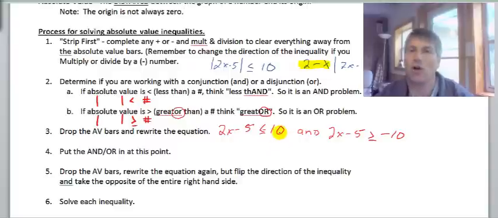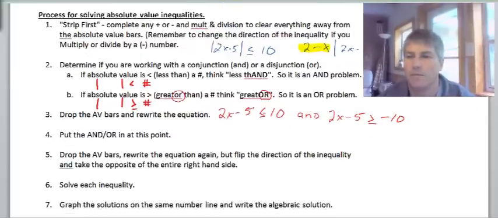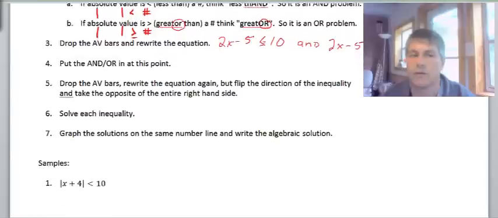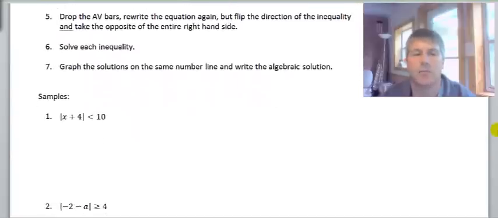So essentially, all absolute value questions are 2 homework problems in one. You drop the absolute value bars and keep everything the same. You write AND or OR. You drop the absolute value bars, change the direction of the inequality, and change the sign. Then you solve your 2 homework problems. Once you solve them, you graph the solutions on the same number line, like we did in the previous section, and then you write your algebraic solution. So let's take a look at some samples.